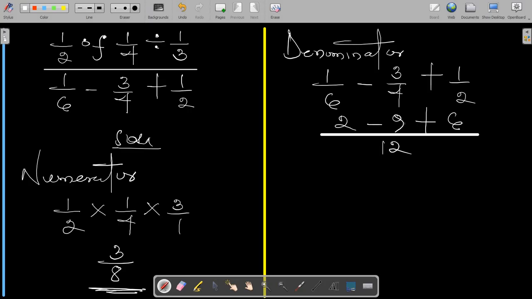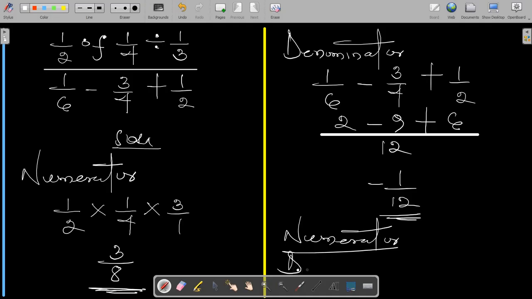So we have 2 minus 9 plus 6. That will give me 2 minus 9 is negative 7. Negative 7 plus 6, we have it to be negative 1. Then over 12. And that is the answer to the denominator. So this time around, I'm going to divide the two results together, which is numerator divided by denominator.